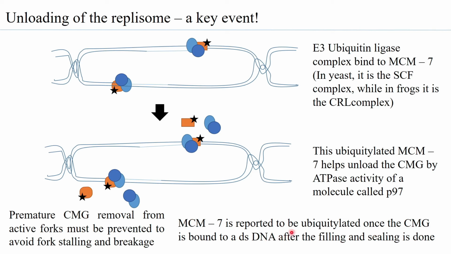Why is this important? Because if the CMG is ubiquitinated before the filling and the sealing is done, that means before the leading and the lagging strand become continuous, then it could lead to fork stalling and breakage. So it has to complete the synthesis on both the template strands, and only then CMG is ubiquitinated. So premature CMG is not good, and hence this fact that the CMG can be ubiquitinated only when it is bound to double-stranded DNA takes care of premature CMG removal.